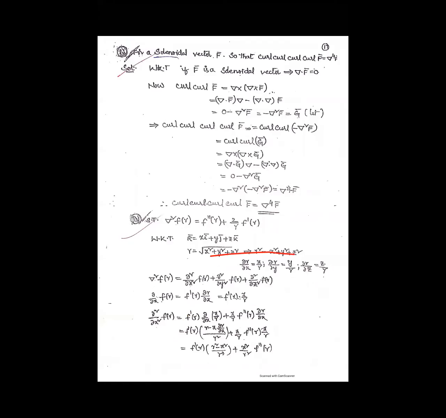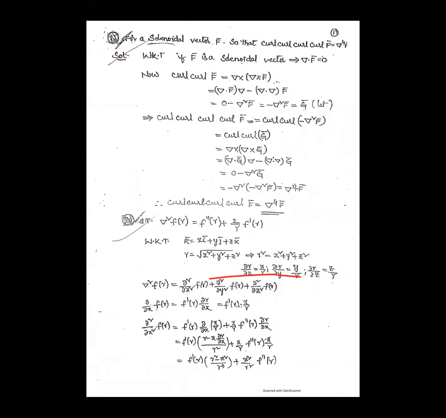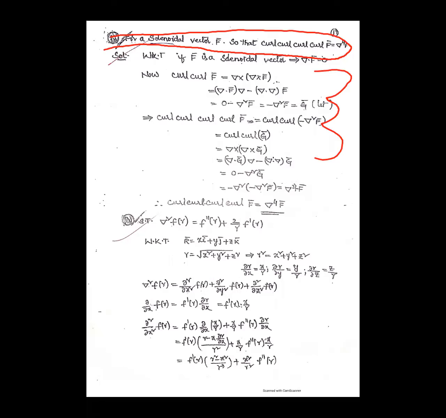So here, two very important problems are there. The problems are: for a solenoidal vector f bar, show that curl curl curl curl of f bar equals del power 4 f bar. So 4 curls applied to a vector f, then we show the resulting answer is del power 4 f. It is simply defined for a solenoidal vector. By using the solenoidal vector, we show curl⁴ f bar equals del power 4 f.